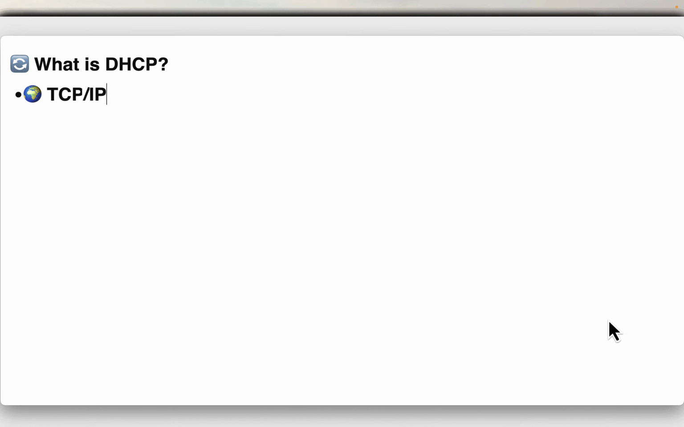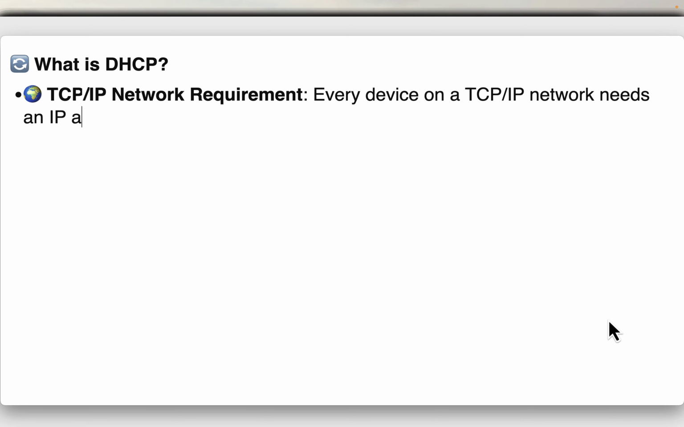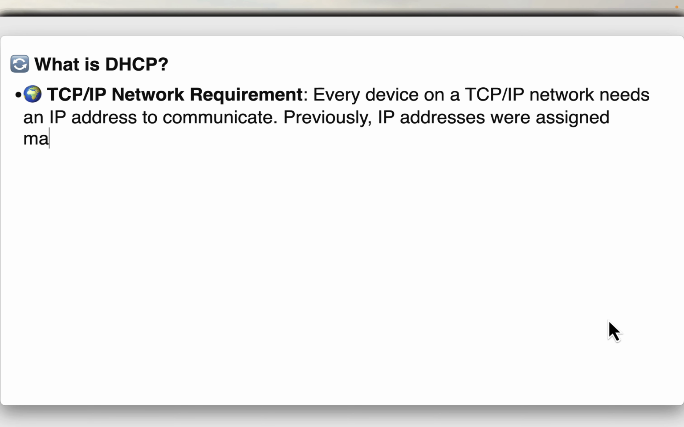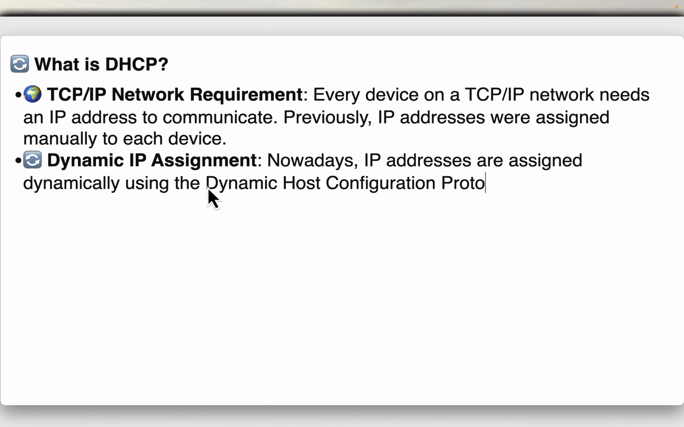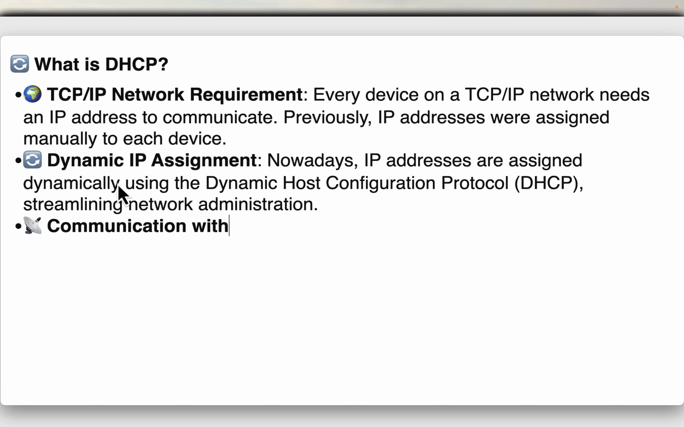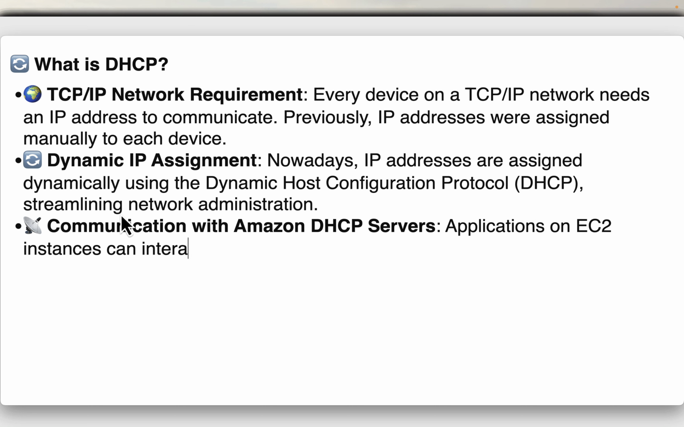So first we'll talk about DHCP. What is DHCP? It's a TCP/IP network requirement. Every device on a TCP/IP network needs an IP address to communicate. Previously, IP addresses were assigned manually to each device. Dynamic IP assignment: nowadays IP addresses are assigned dynamically using Dynamic Host Configuration Protocol (DHCP), streamlining network administration.